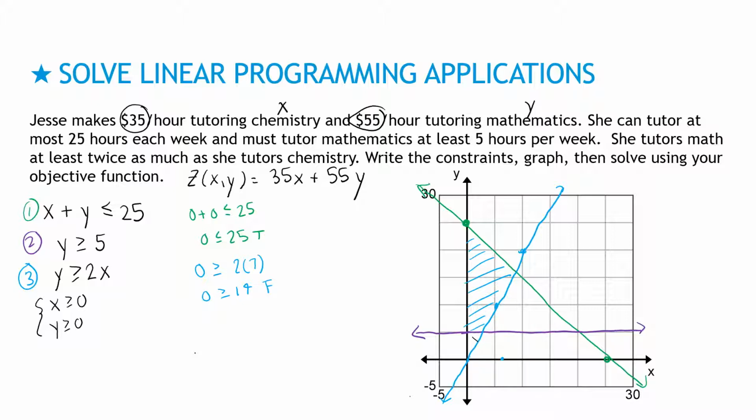Now I need to find those corner points. This one's easy. This was 0, 25. This one's easy. This was 0, 5. This one, I don't know. So I'm going to have to do a little bit of work. I'm looking at where the line y equals 5 crosses the line y equals 2x. That should be pretty easy, because I would say 5 equals 2x, because we're replacing y with 5. So 2.5 must be x. So it's 2.5 comma 5.